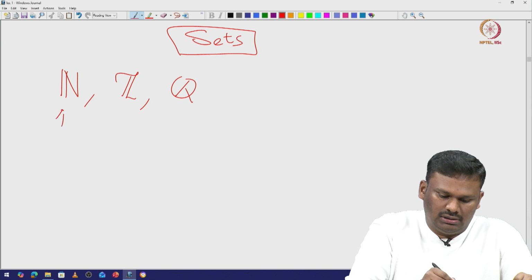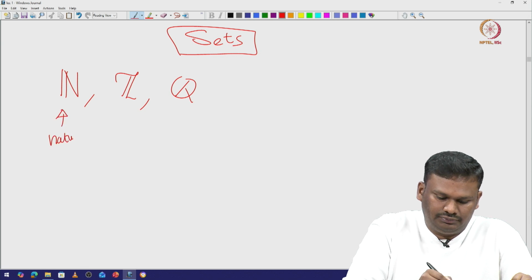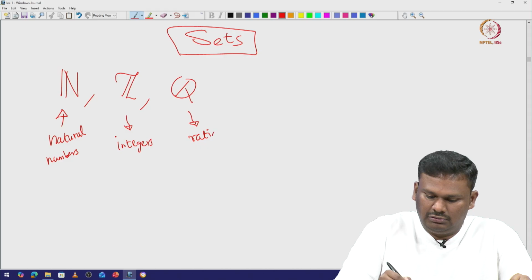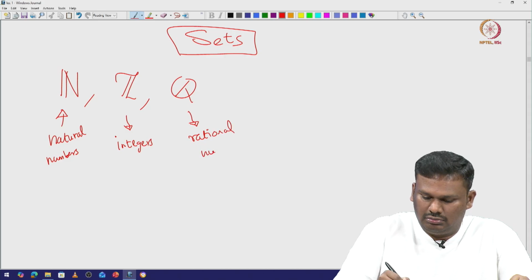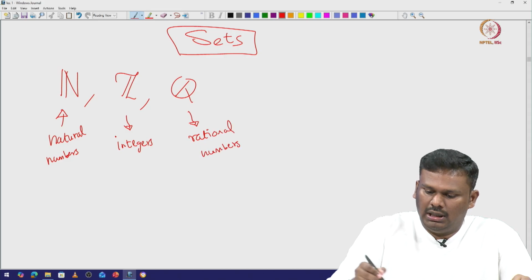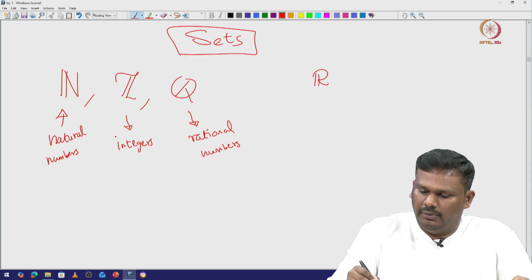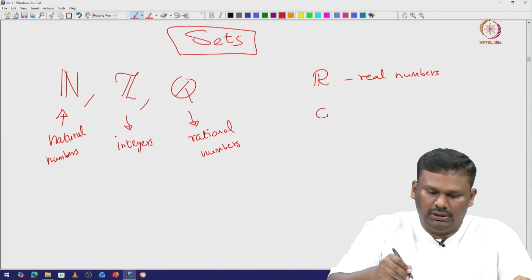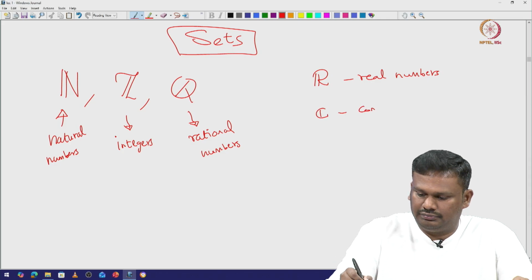So, these are natural numbers, and these are integers, and these are rational numbers. And the reals will be denoted by R. So, these are real numbers, and then you have something called complex numbers.